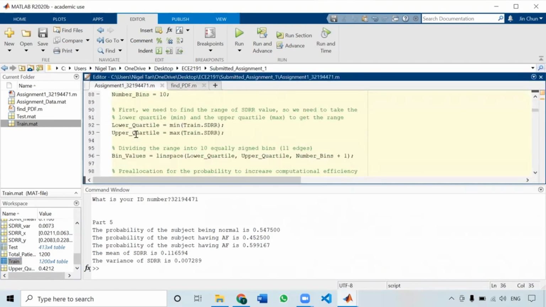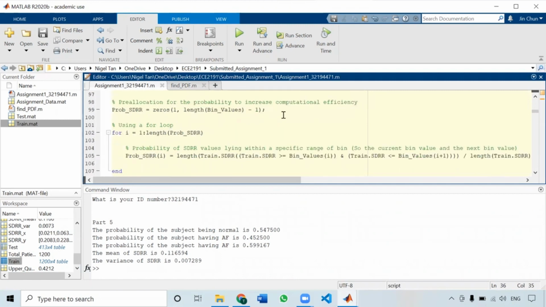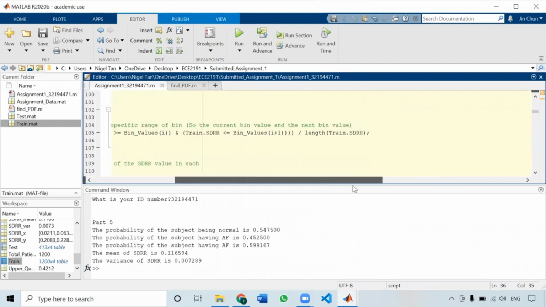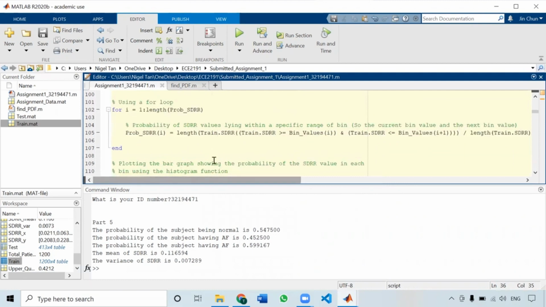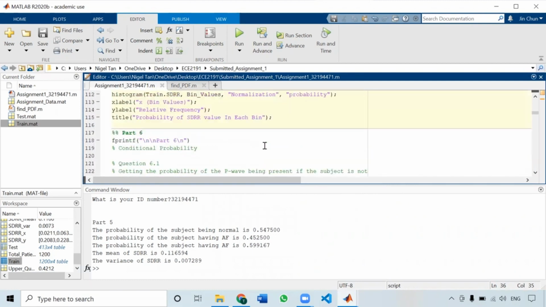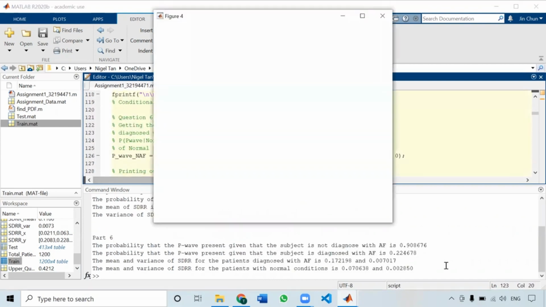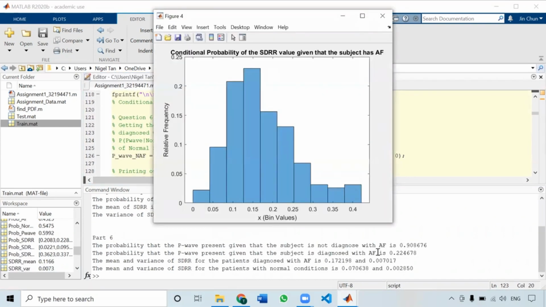Starting from here, I first get the lower and upper quartile and get a bin. From there, we use linspace to get the bin values, and from here we find the probability. This is first for pre-allocation for efficiency purposes. And from here, just get the bin values in this range. Here, I use this function to plot the diagram using the normalization and probability built-in keyword. And this is my answer that I got.